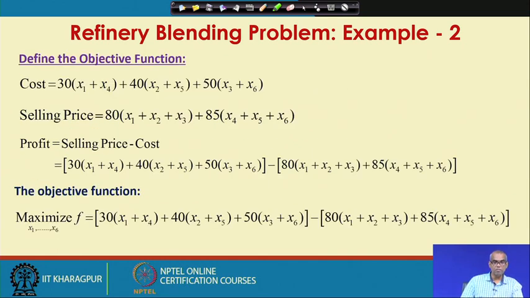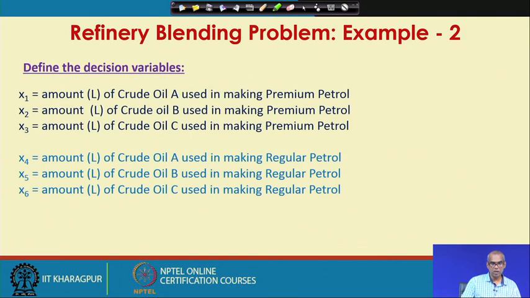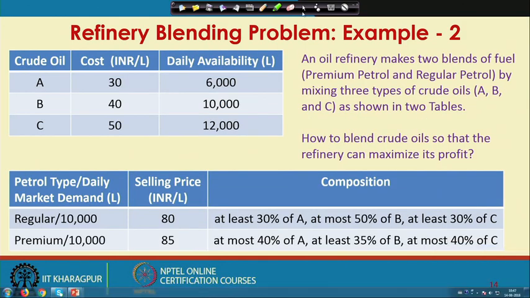So, now define the objective function. So, what is the cost? Costs are given as... let us take another example on linear programming problem.